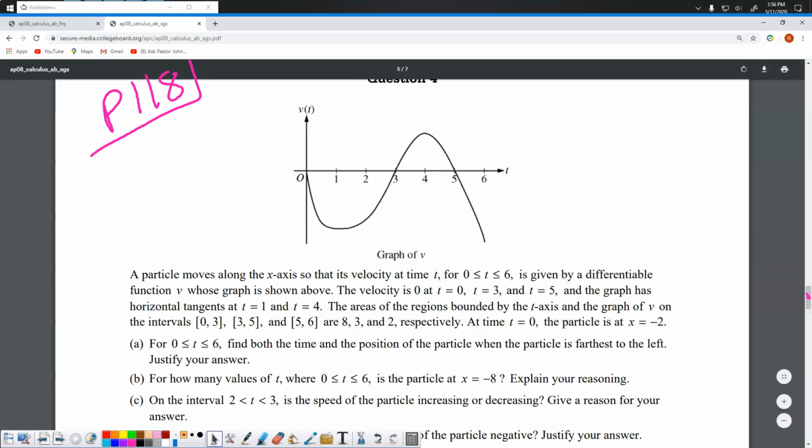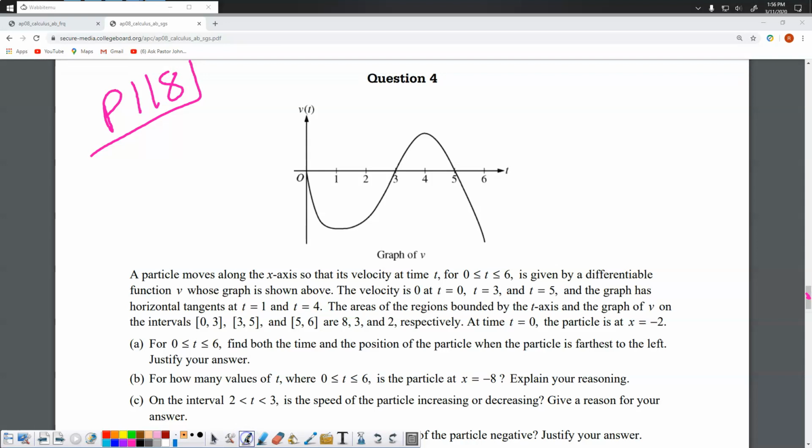So for part A, you guys know how to do this already. We've done this in class. How do you find the place where it's farthest to the left? That's the candidates test. Candidates test.